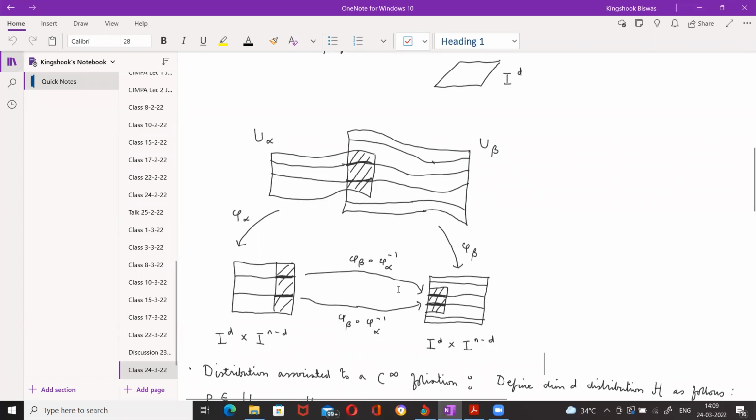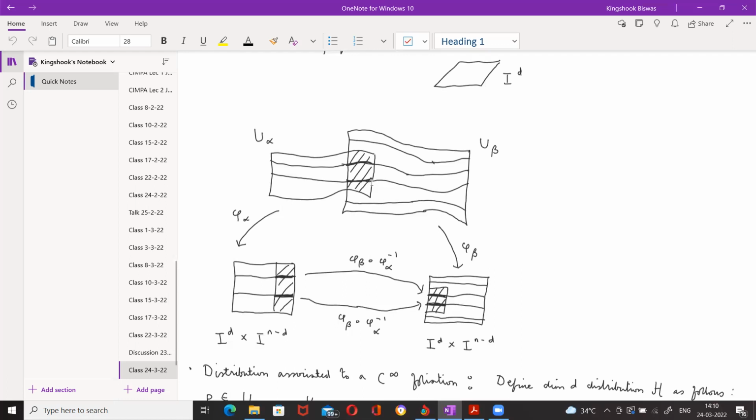So the change of charts, the y coordinate only depends on the y coordinate in the domain. So if the y coordinate here is constant, then the y coordinate here will be constant. And so these horizontal squares will map to horizontal squares here. Okay. So what that means is if I look at an intersection of two charts, then the plaques in one chart will also be plaques in the other chart. Is this clear?